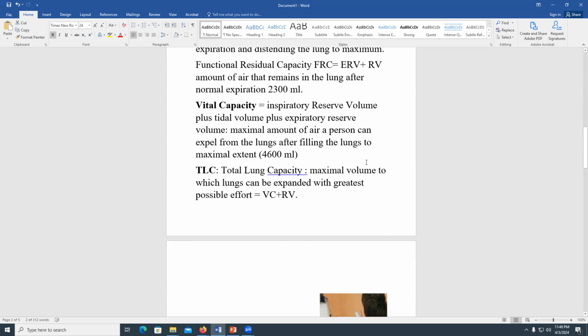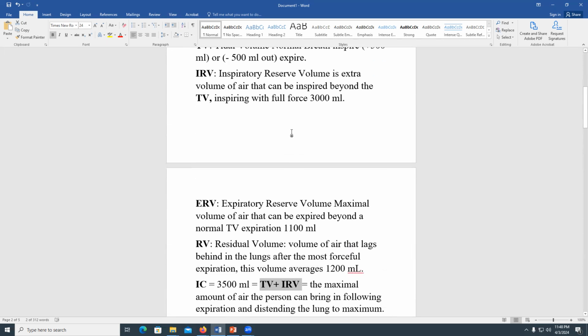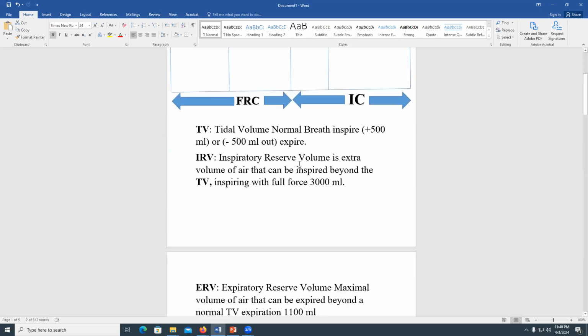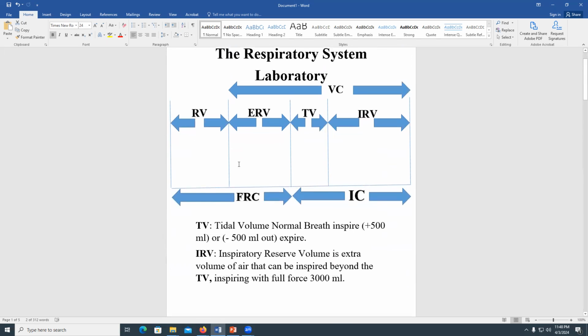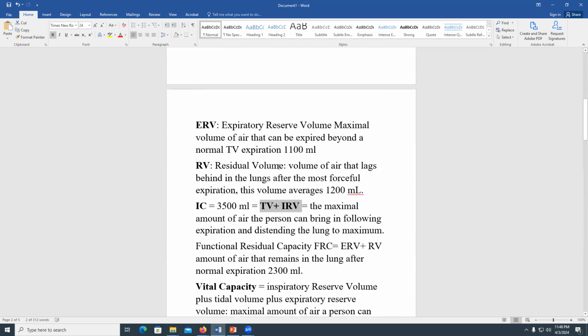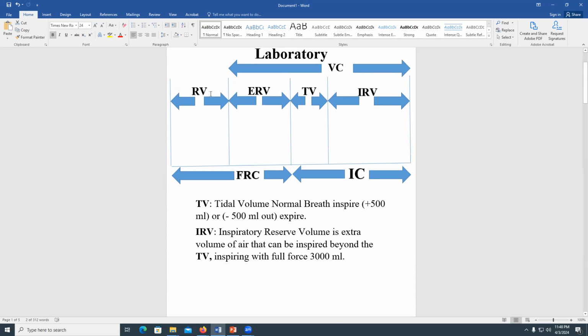Total lung capacity is the maximum volume to which lungs can be expanded with the greatest possible force, which is, as we said, the vital capacity plus the residual volume out here.